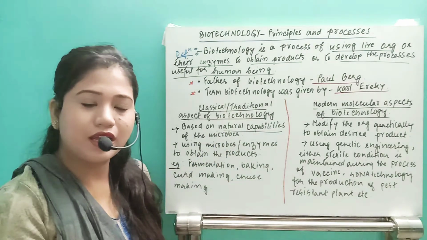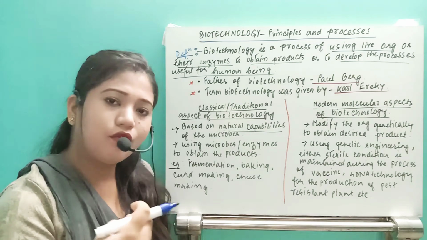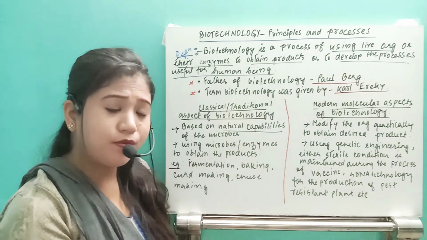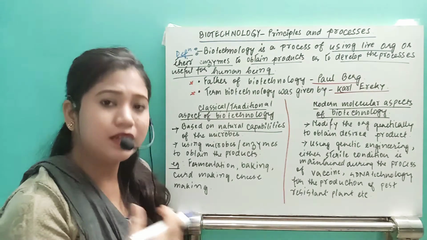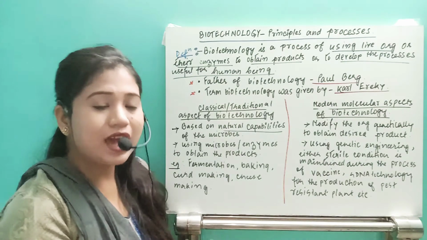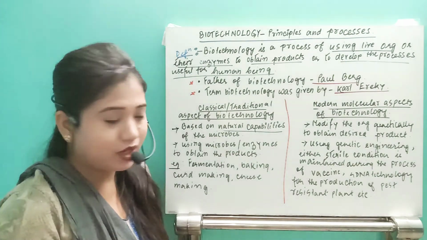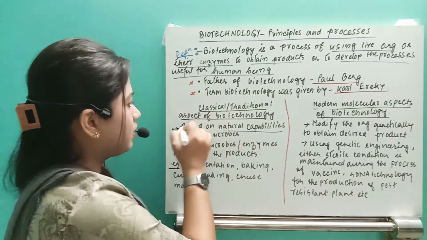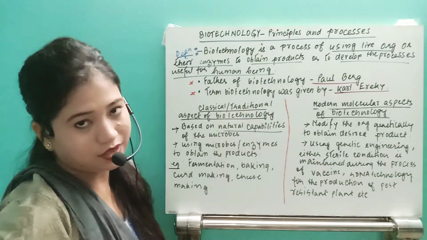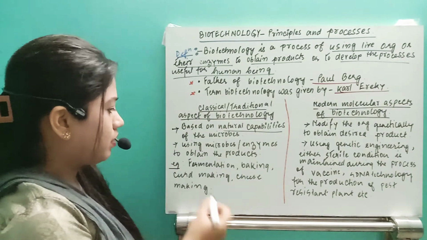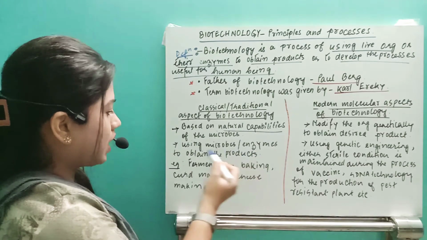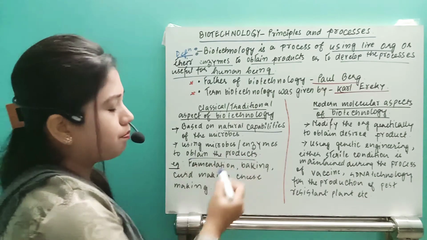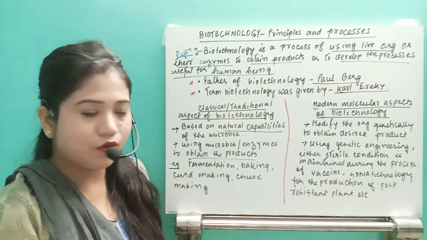That means we directly use the microorganism. Whatever enzyme the microbe or that microorganism naturally produces, that enzyme we take. Okay, so that is actually the classical aspect of biotechnology. Next one, by using microbes or the enzymes, we obtain our product. Okay, this is so obvious.